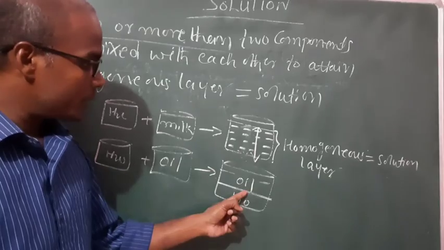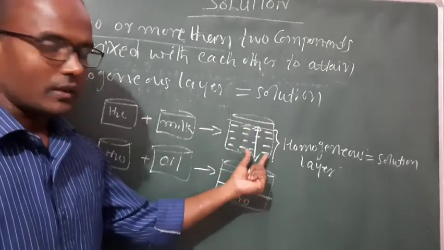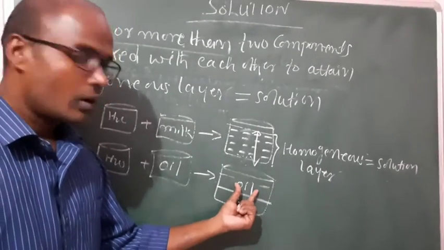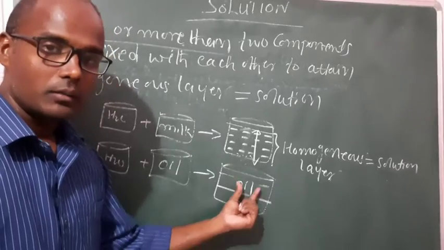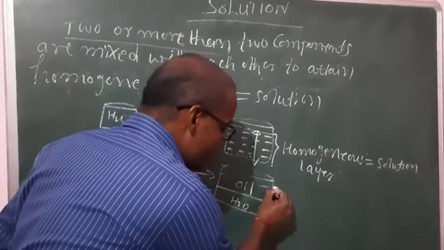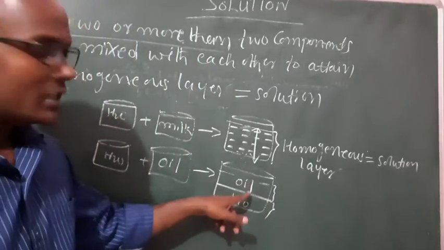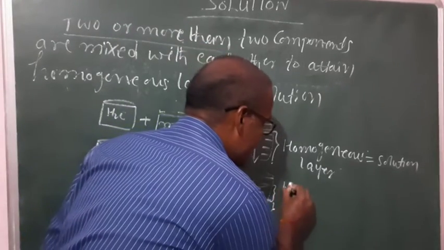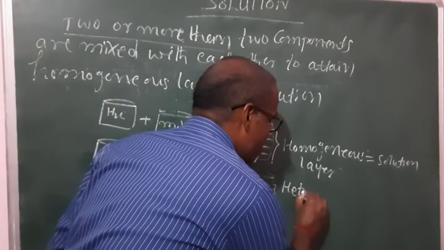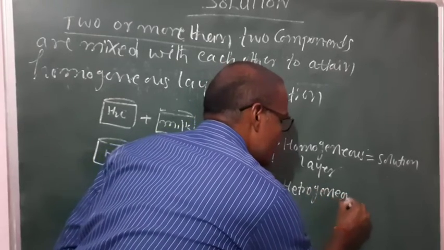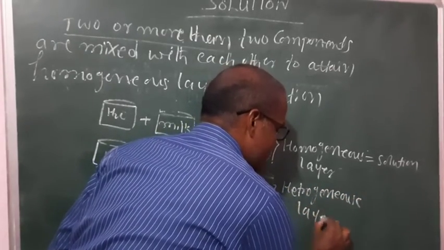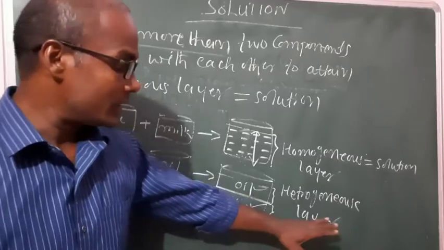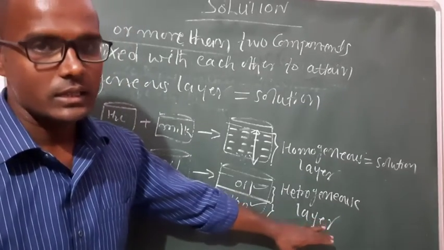Look at both components. In the first one, a single layer is present from top to bottom. But here two different layers are present, the oil layer and the water layer. So we can easily distinguish the oil layer as well as the water layer. Such a mixture we call a heterogeneous layer. A heterogeneous layer is not a solution.